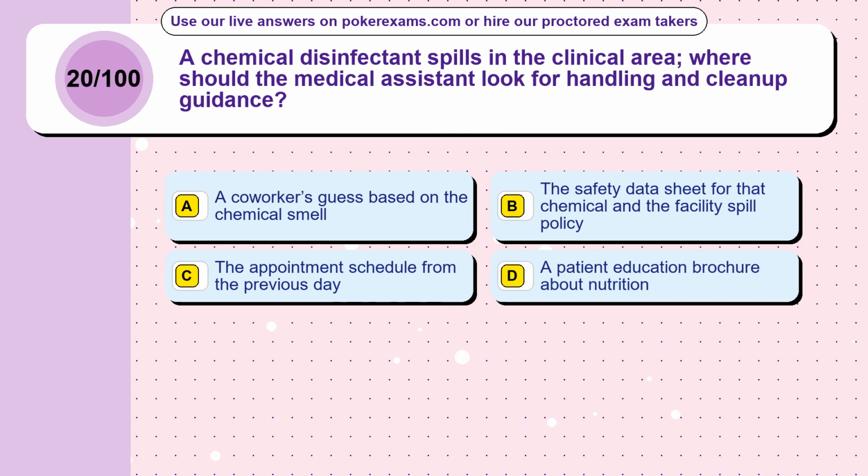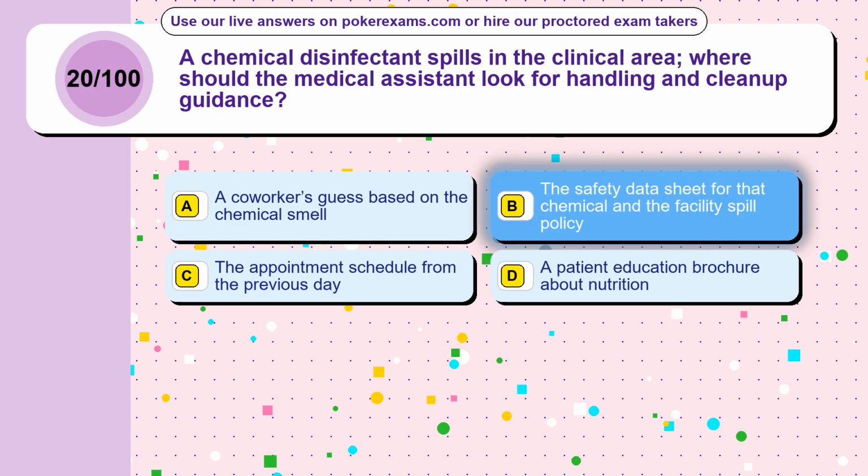Question 20. A chemical disinfectant spills in the clinical area. Where should the medical assistant look for handling and cleanup guidance? Option A. A coworker's guess based on the chemical smell. Option B. The safety data sheet for that chemical and the facility spill policy. Option C. The appointment schedule from the previous day. Option D. A patient education brochure about nutrition.